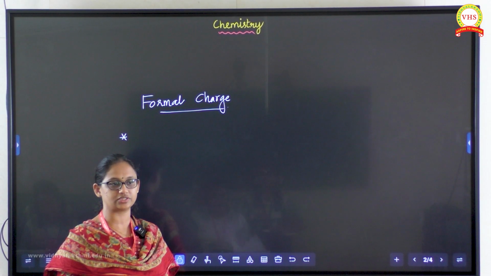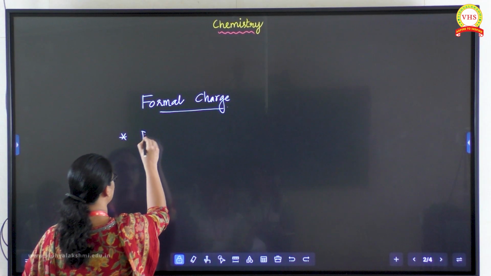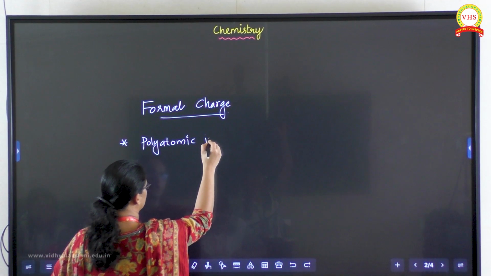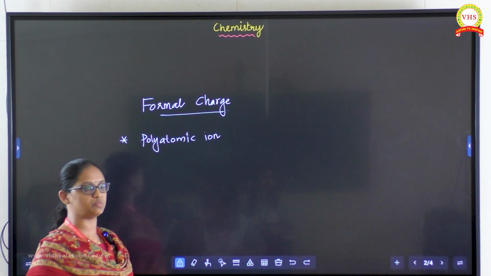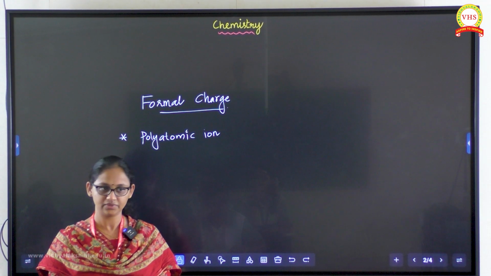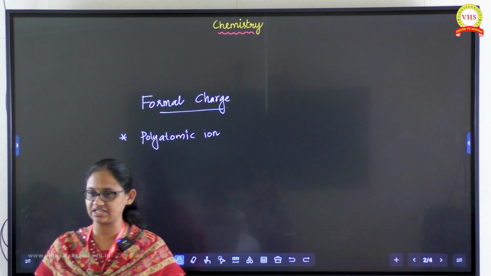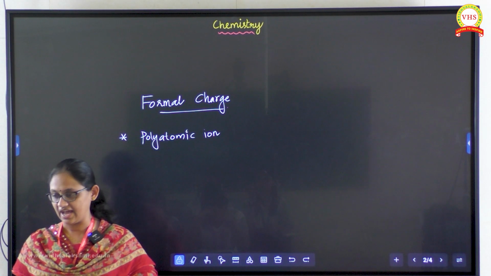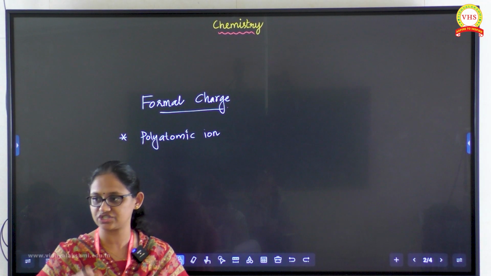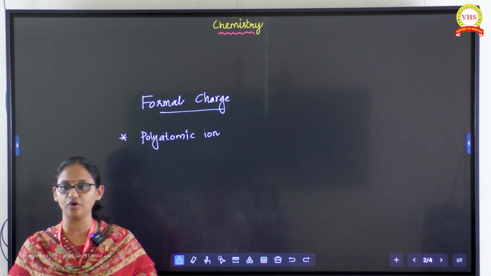Compounds containing more than one atom are called polyatomic ions. In the case of polyatomic ions, the charge is possessed by the ion as a whole. But we can individually assign and calculate the charge of each atom.